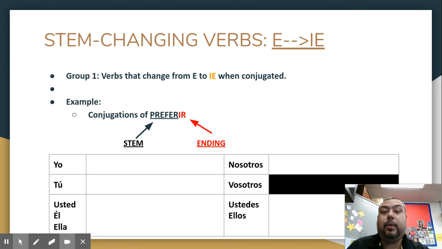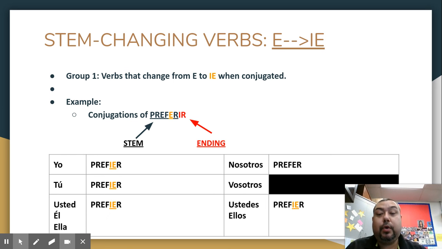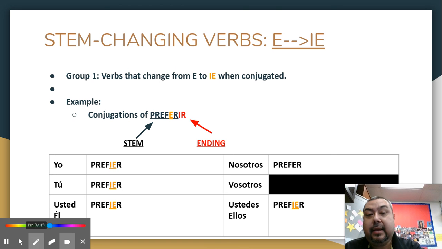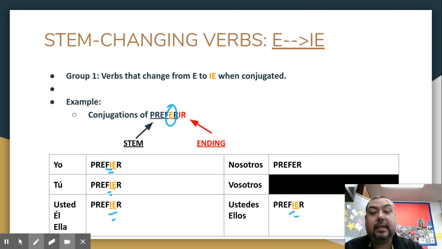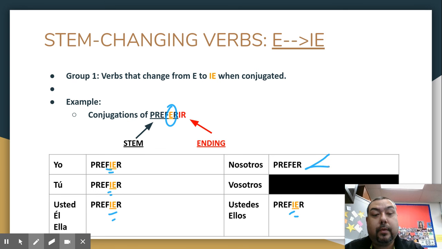So let's begin with, once again, the pronouns. And as you can see now, the stem is going to change. That E is changing from E to IE. And it's changing in most conjugations except in the nosotros form, like I said before. The nosotros form is actually keeping the original stem, no changes, just like that.